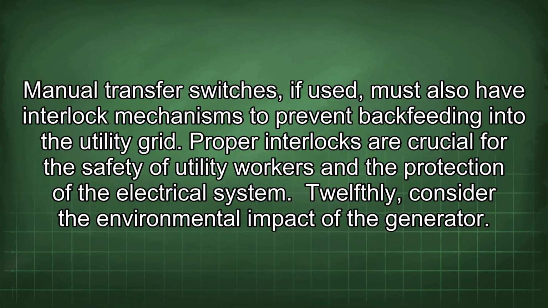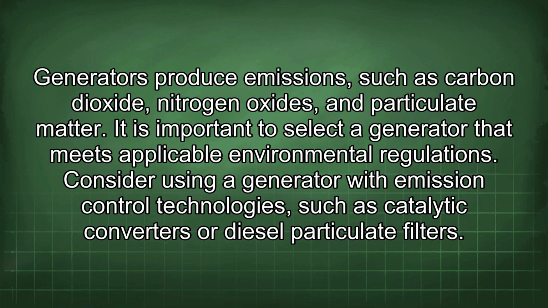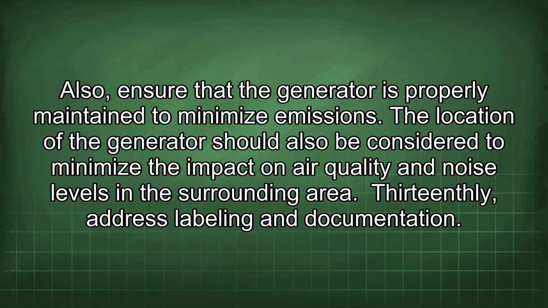12thly, consider the environmental impact of the generator. Generators produce emissions such as carbon dioxide, nitrogen oxides, and particulate matter. It is important to select a generator that meets applicable environmental regulations. Consider using a generator with emission control technologies such as catalytic converters or diesel particulate filters. Also, ensure that the generator is properly maintained to minimize emissions. The location of the generator should also be considered to minimize the impact on air quality and noise levels in the surrounding area.